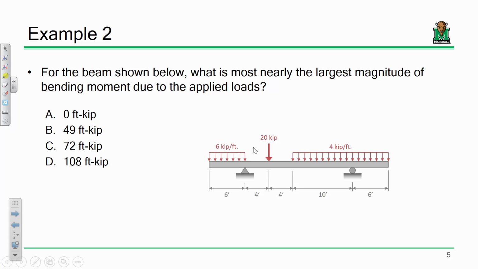Before we get into this problem, I want to say something. With this type of problem on the FE, typically you would get one of two types of situations. The first is they might ask you something like this, what's most nearly the largest magnitude of moment. The other thing they might ask is what's the moment right here? Like they might just pick a point and say, what's the moment at C? Or what's the shear at C? That's a very common problem on the FE as well.